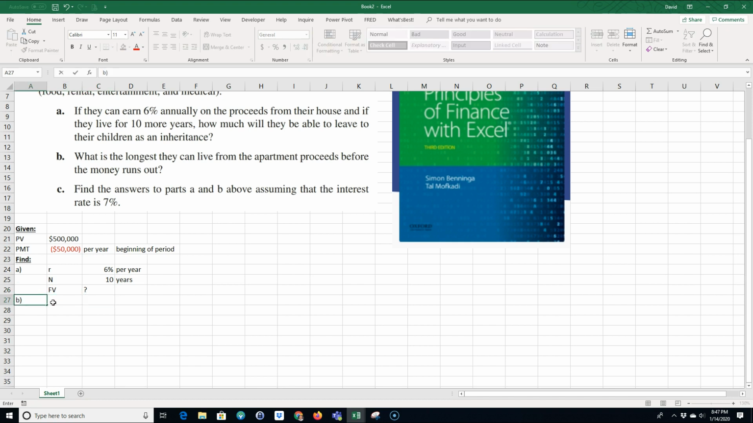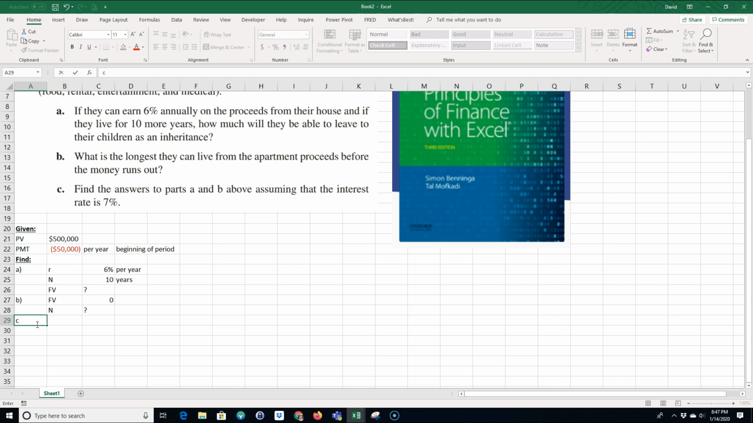Part B, they want to know when the future value is 0, that's when the money has run out. So they're going to live until the money runs out. How long is that going to take? That's the longest they can live before it runs out. So the money runs out, that basically means the future value is 0.